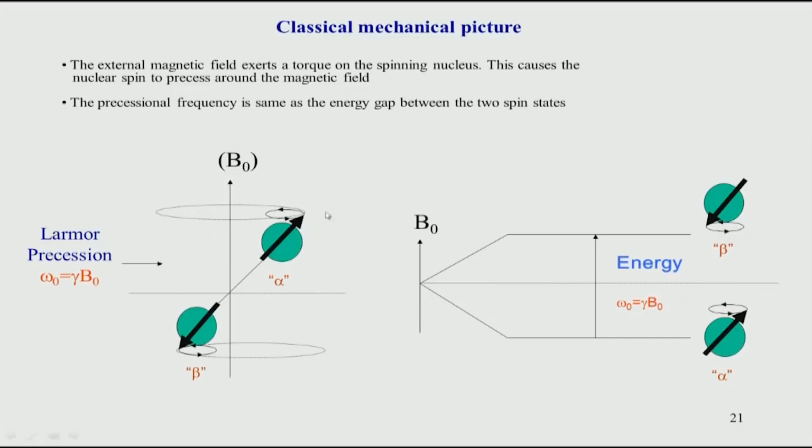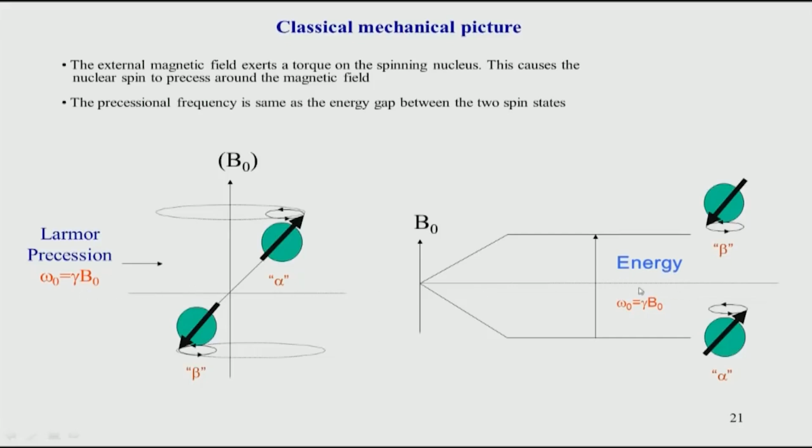It is something similar to the earth going around the sun. This is what is called precession, and the precessional frequency is given by omega equal to gamma B0. The derivation can be found in many books. The central idea is that the precessional frequency of the spin around an external magnetic field is given by gamma B0.